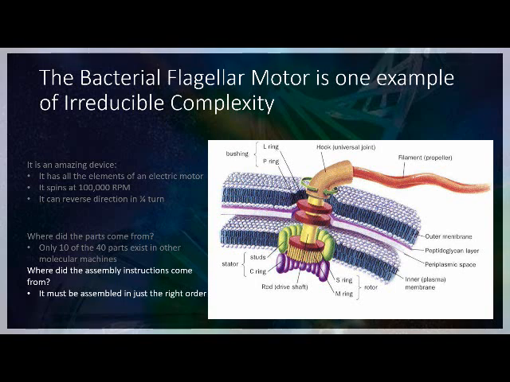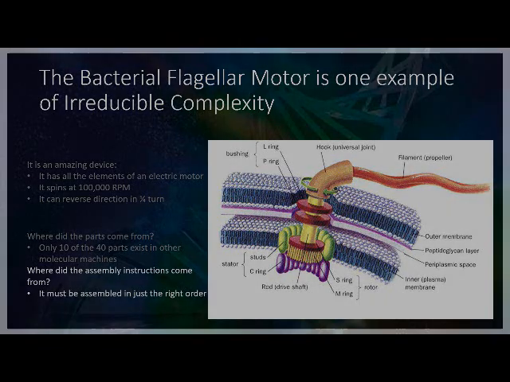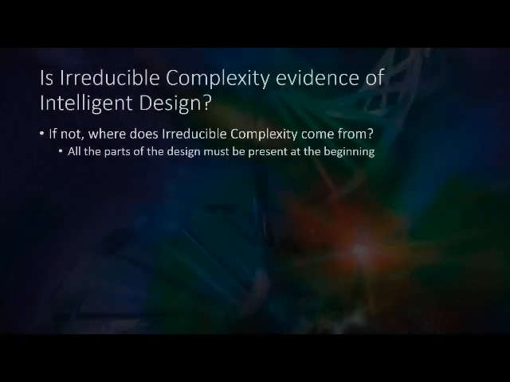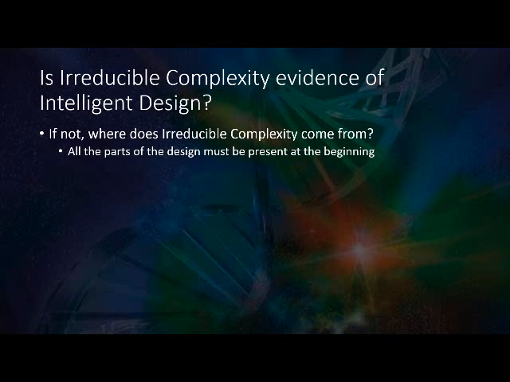Well, it's a good question. How did the bacterial flagellar motor come to exist? If it couldn't be just parts dropped together and forming a motor, it had to be assembled carefully out of parts that didn't exist for any other purpose. So, we ask then, is irreducible complexity evidence of intelligent design? If it's not, where does irreducible complexity come from? How did the parts get here, and how did the assembly get created of all these parts?